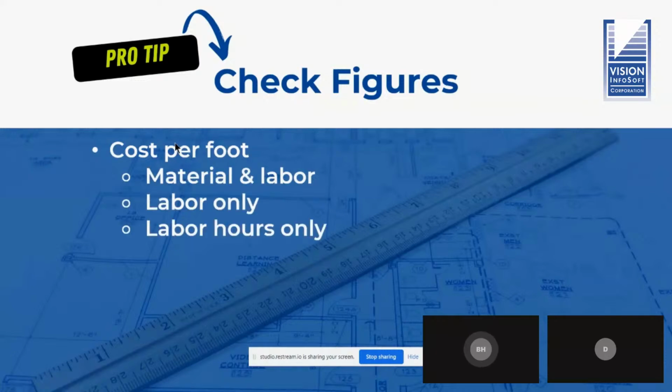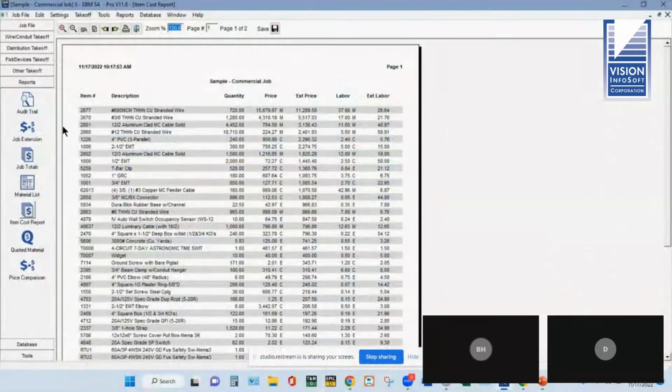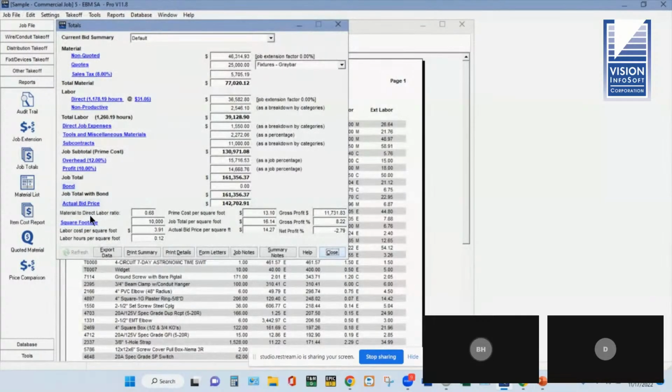Some of the check figures that are in the program, and again, you can calculate these manually if you don't have a program like EBM, are the cost per foot. Now, there's 3 types of cost per foot that I would look at. And again, I'm going to switch back to EBM for a second. So down here in the bottom left, we've already put the square footage in. And over to the right here, you have what we call prime cost per foot and total cost per foot, the $13 and the $16.